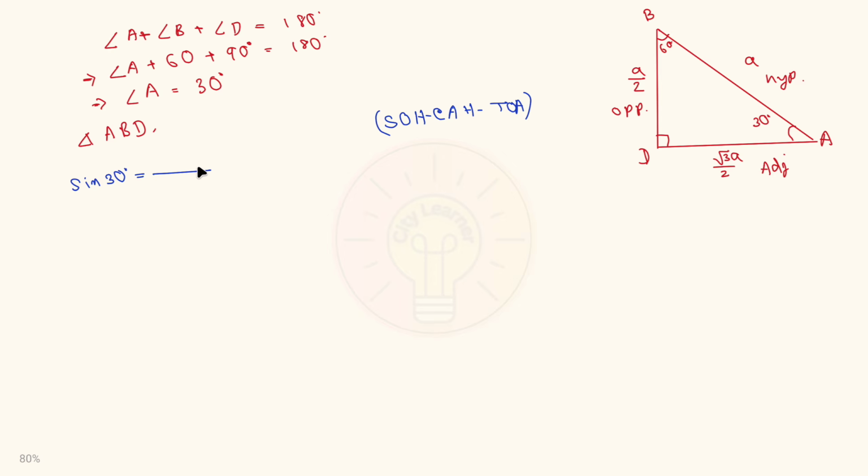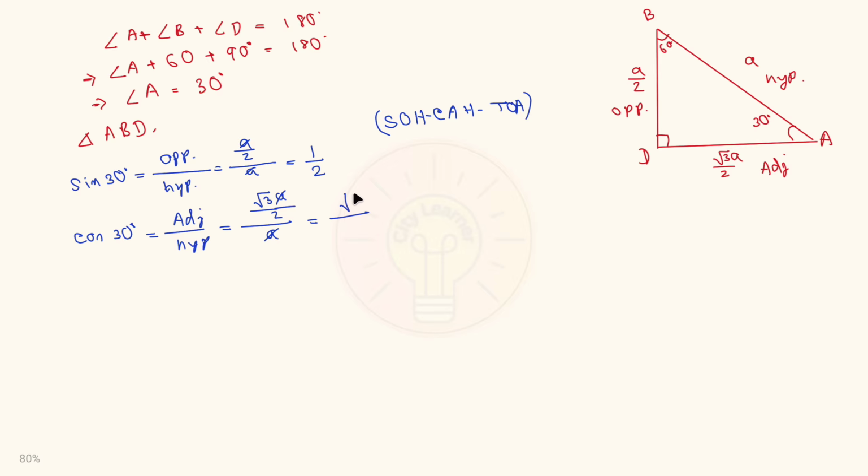So sine 30 degree is equal to opposite side by hypotenuse. Opposite side is A by 2 and hypotenuse is A. So sine 30 degree is equal to half. Cos 30 degree is equal to adjacent side by hypotenuse. Adjacent side is root 3A by 2 and hypotenuse is A. So cos 30 degree is equal to root 3 by 2.